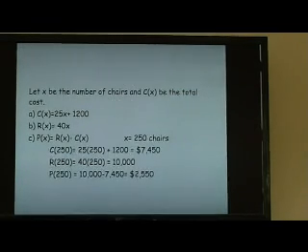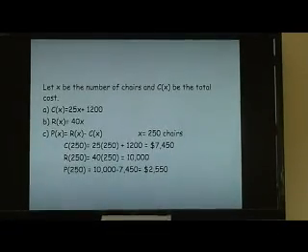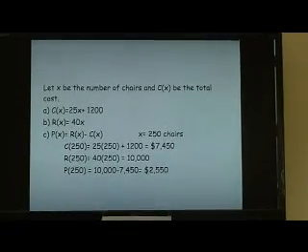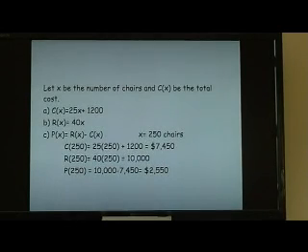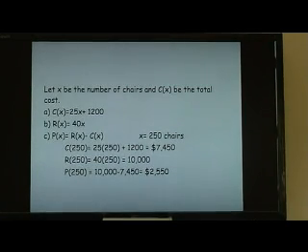Let x be the number of chairs and c of x be the total cost. So part A is c of x equals 25x plus 1,200. Part B for revenue is r of x equals 40x. And the profit would be the revenue, r of x, minus the cost, c of x.